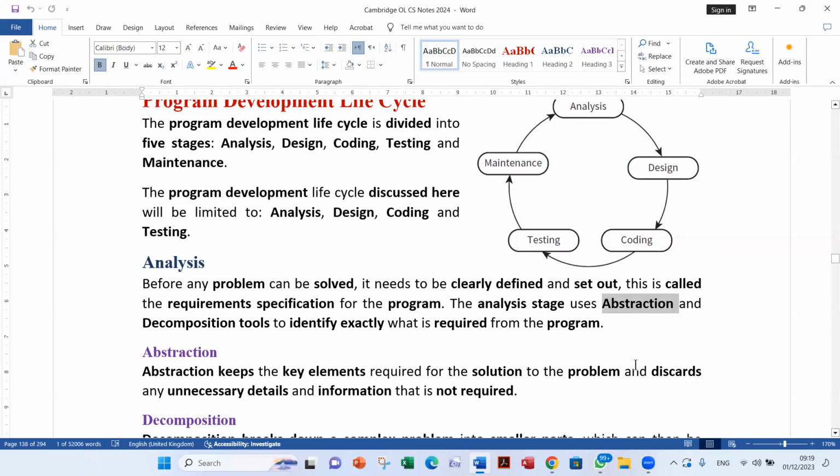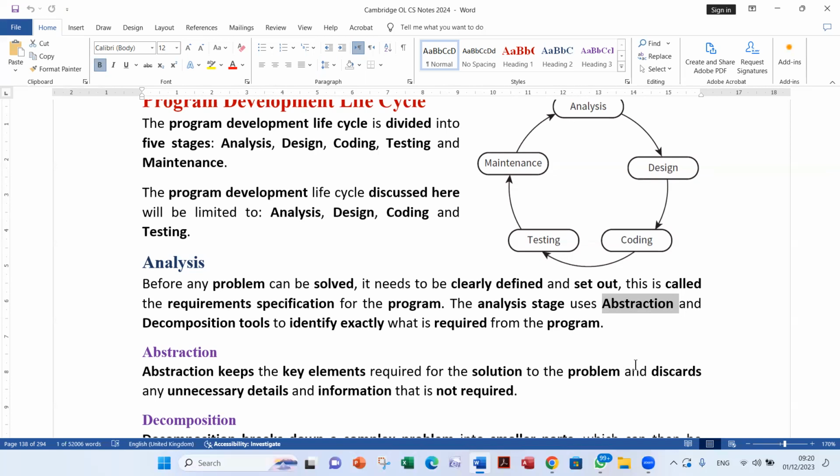The analysis stage uses abstraction. Let us study this. This is new in the O-level computer science, and this is in the AS computer science. Everything I say in the O-level will benefit you in the AS and the A-level in general. The analysis stage uses abstraction. What is meant by abstraction? I will be saying right now.